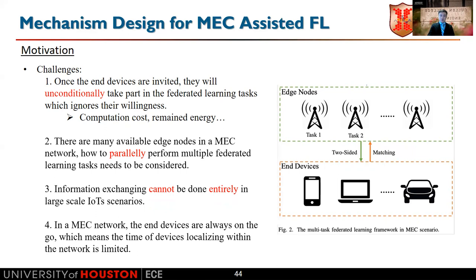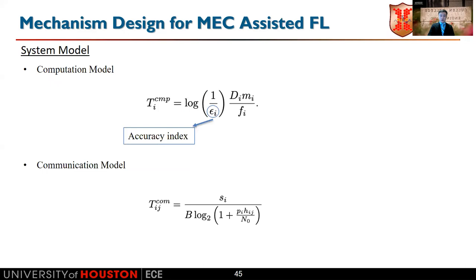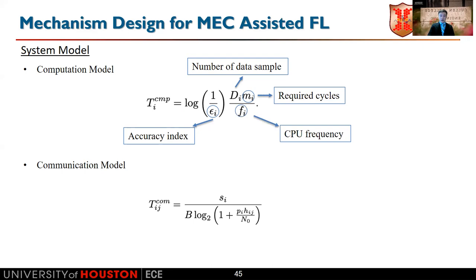So here is the system model. This is the computation model here. Epsilon is the accuracy impact index, D is the number of data samples, M is the required cycles, and F is the CPU frequency. From the computation model comes the preference of the edge server. In order to achieve the low latency goal, obviously the edge server prefers the devices with higher CPU frequency, which accordingly will reduce the computation time. So based on this, we can build the preference of the edge servers.